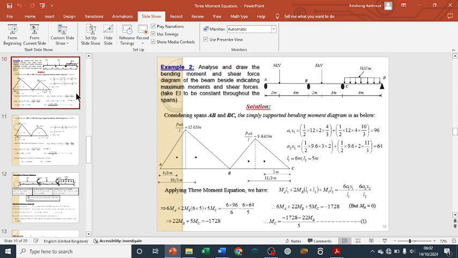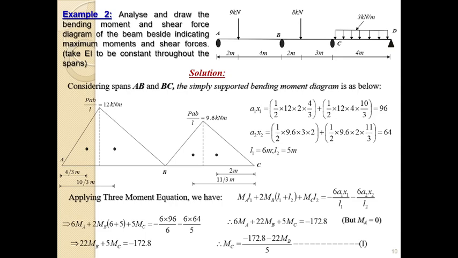So we are going back to the second part where we stopped in the first part, and we are looking at example 2 now. Example 2 is similar to example 1. The difference is that there are three spans here. The question is: analyze and draw the bending moment and shear force diagram of the beam beside, indicating maximum moment and shear forces. You have to take EI to be constant throughout the span.